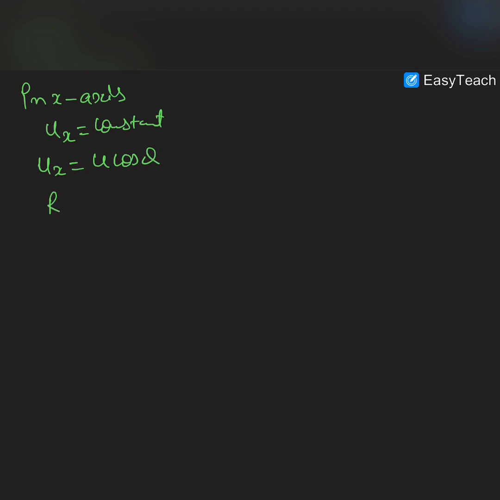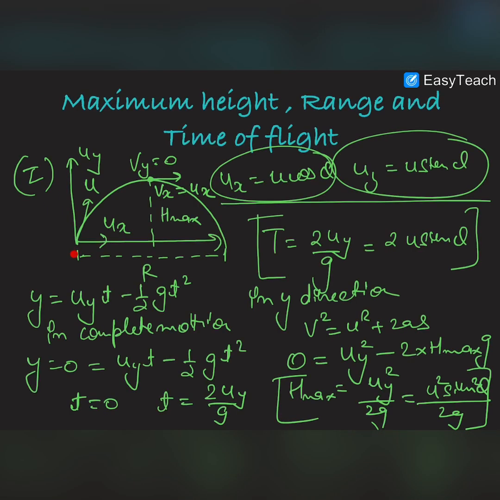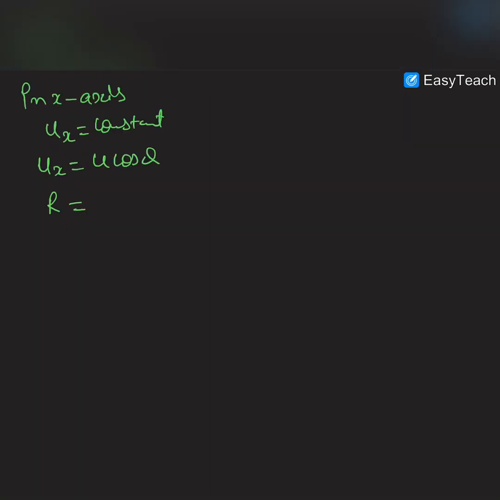So we can say that the range would be the displacement of the projectile in the complete time of flight along x-axis. You can see that the time of flight is the time taken by the projectile to move from this point to this point, and therefore the displacement of this point and this point measured along the x-axis is r. So we can say that r is the displacement along x-axis traveled in complete time of flight, and therefore r can be written as ux into time.